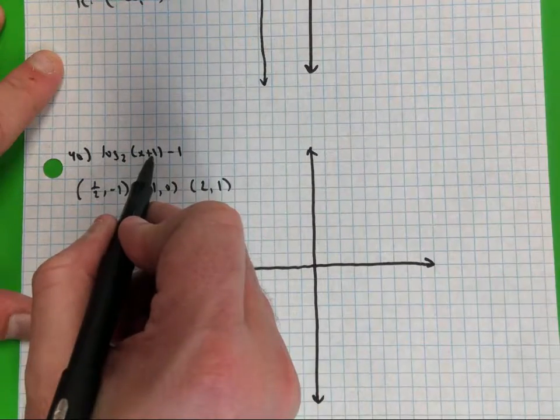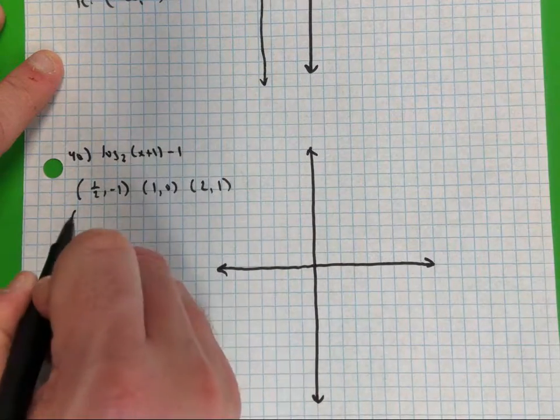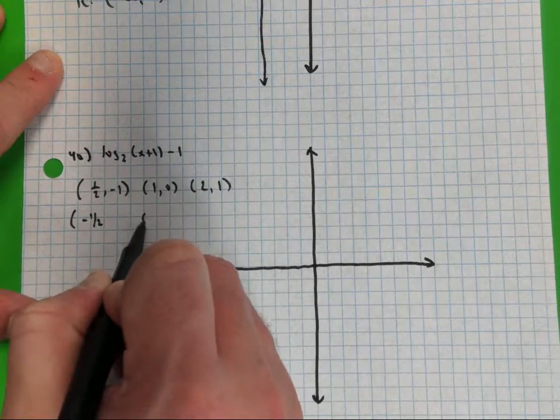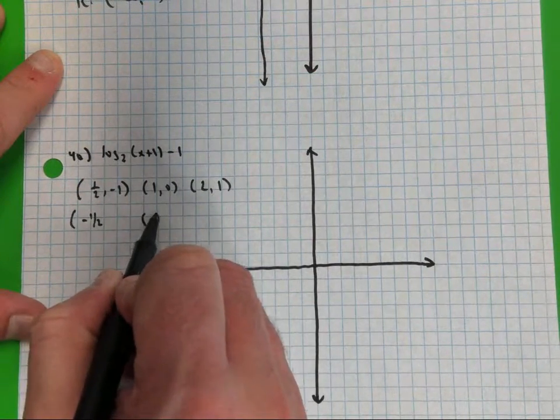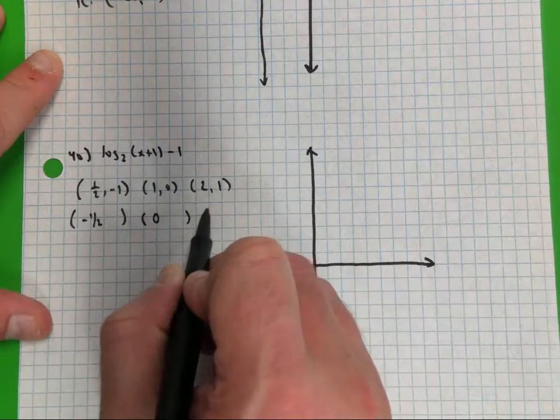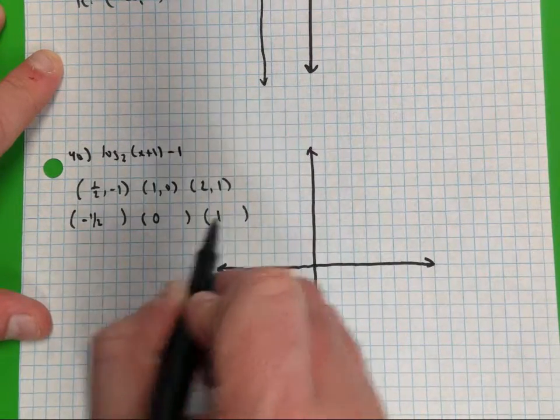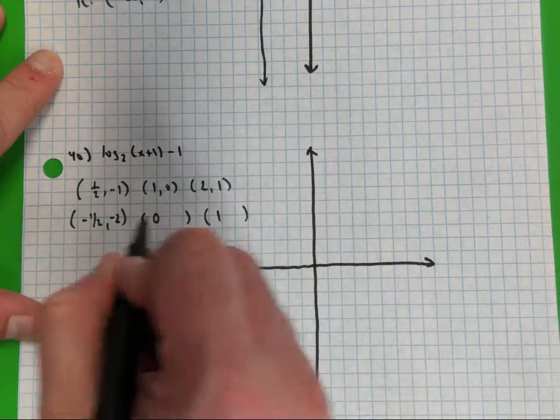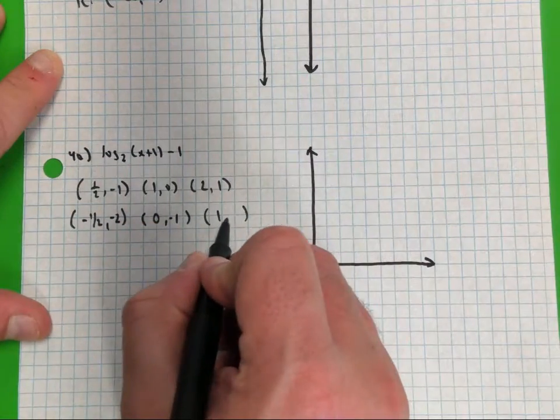2, 1. Now I'm going to add a negative 1 to each of my x. So 1/2 and negative 1 gives me negative 1/2. 1 and negative 1 gives me 0. 2 and negative 1 gives me 1. Now I have to go back in here and add a negative 1 to each of these. That's going to be negative 2, negative 1, 0.